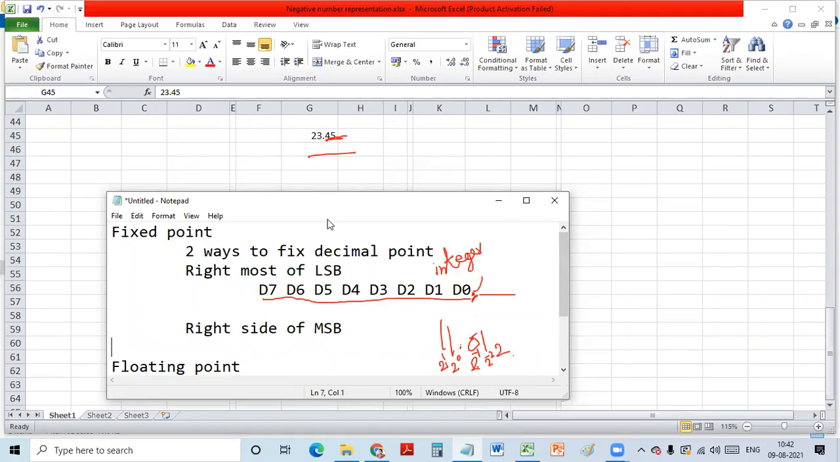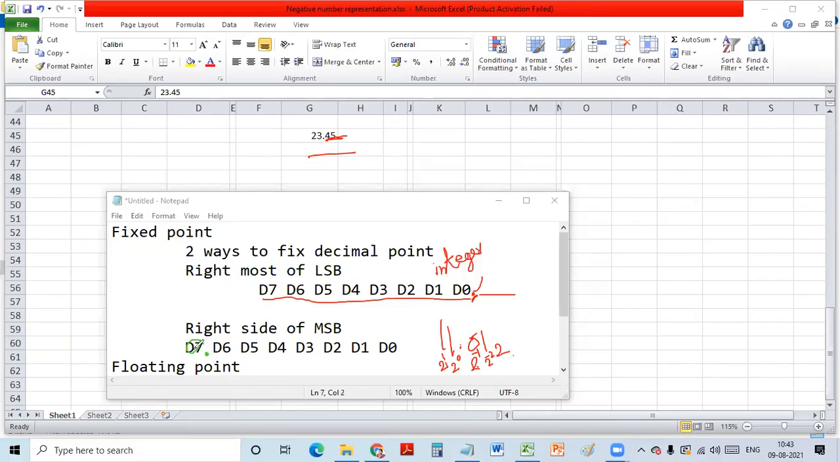See, in the same way, if my bits are D0 to D7, my bits are like this. So in the second way, my decimal point is at the right side of the most significant bit. So this is your most significant bit, and my decimal point is here. Okay, my decimal point is here, right?